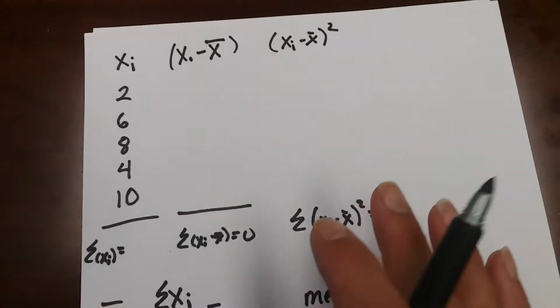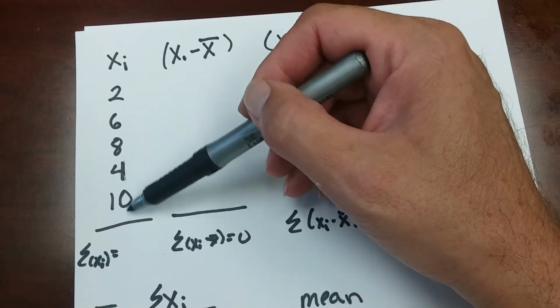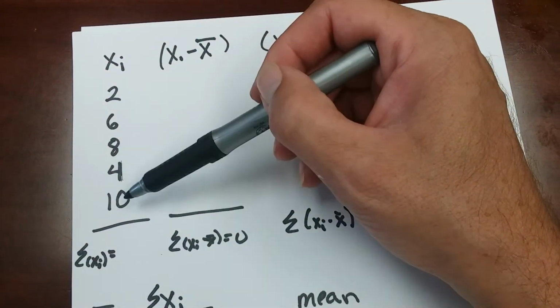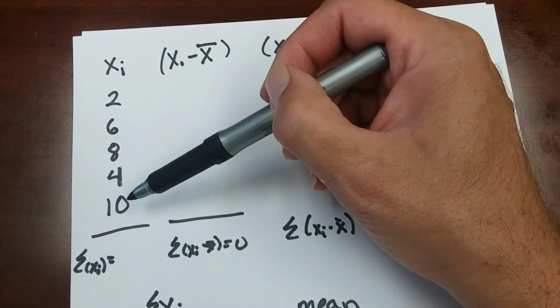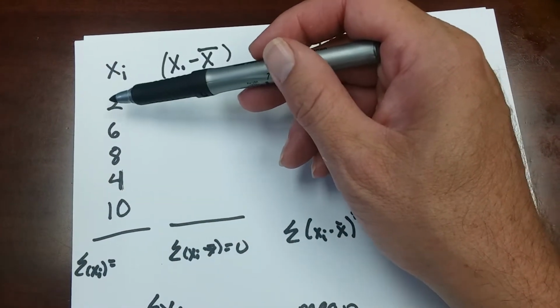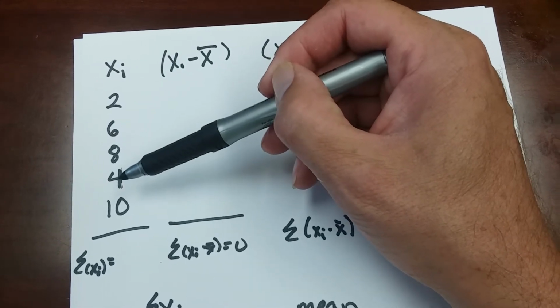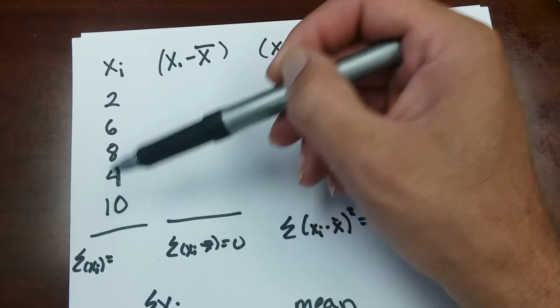Okay, what I've got set up here is a sample. You can see these numbers here. I've got 5 items in my sample. x sub i: x sub 1 is 2, x sub 2 is 6, x sub 3 is 8, x sub 4 is 4, and x sub 5 is 10.